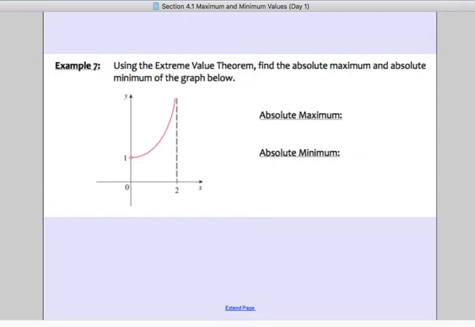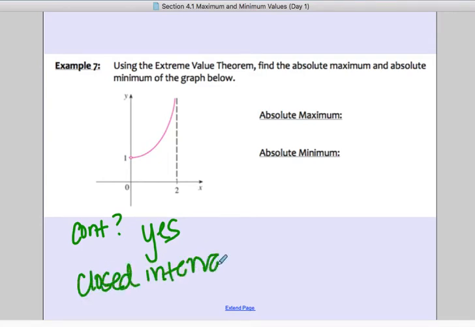All right, same thing, use the extreme value theorem to find the absolute max and absolute min. First things first, is it continuous? Yeah, I don't pick up my pencil, so I would say yes. However, is it a closed interval? Well, it's an open circle, so no. And if I check down this side, it's an asymptote, so no. So it's 0 to 2. So no, it's not closed.